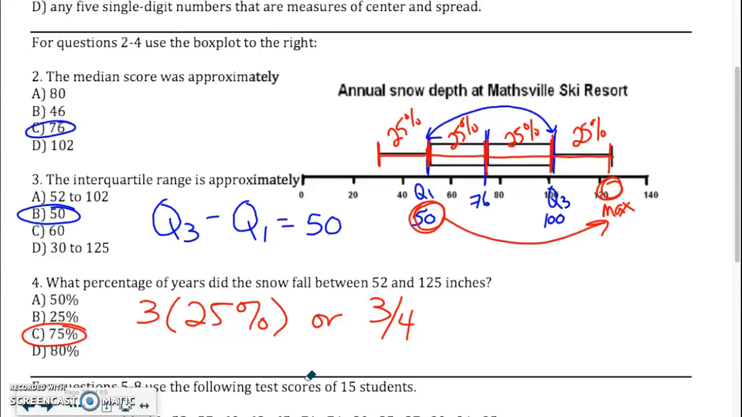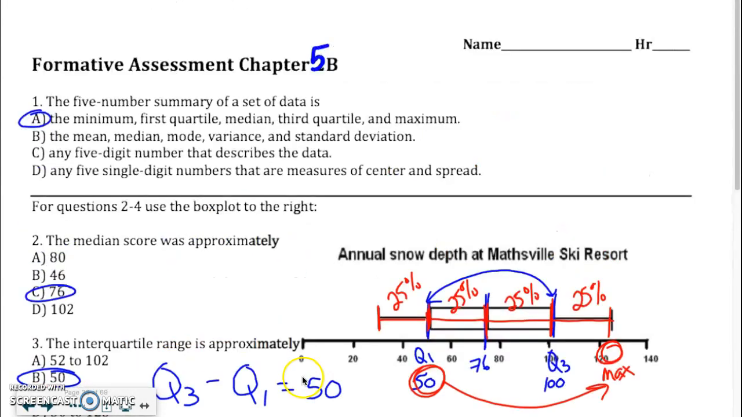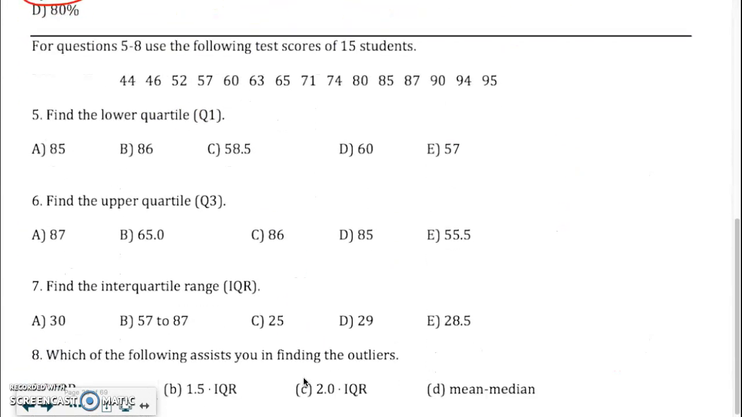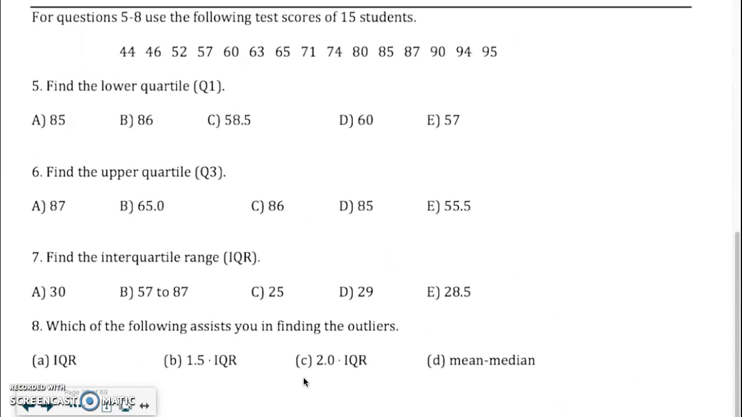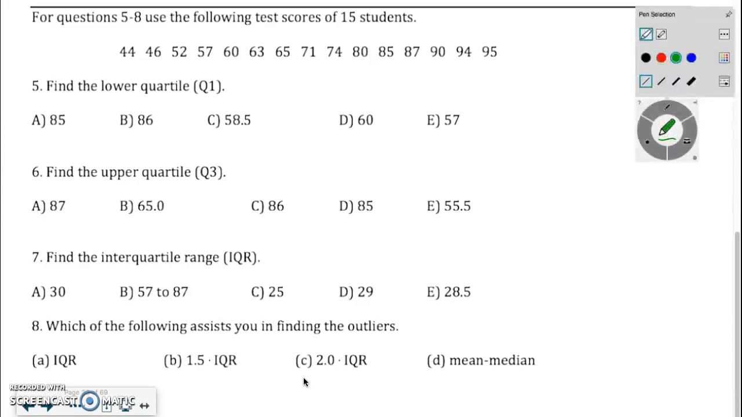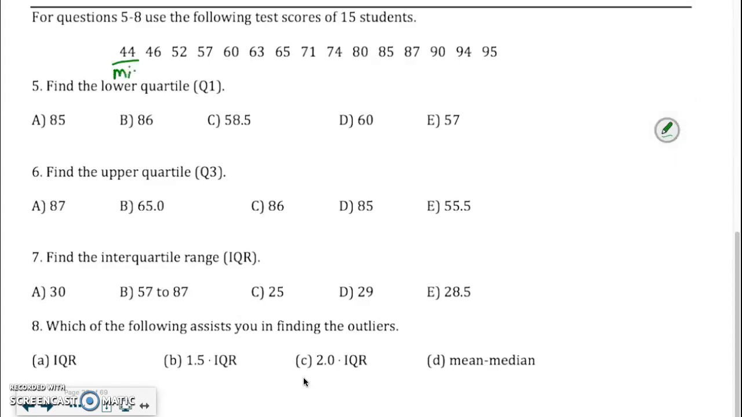Moving on, it says, for questions 5 through 8, use the following test scores of 15 students. All right, we were nice to you and we put your data in order, which is the first step that you always want to take. Now we are going to look at finding our 5-number summary by hand. You can put this into your calculator, but it is worth your while to do it by hand too. Smallest number is the minimum. Largest number in your ordered list is the maximum.